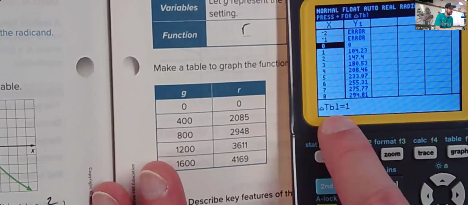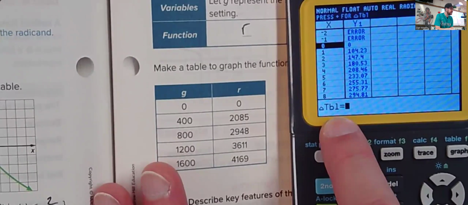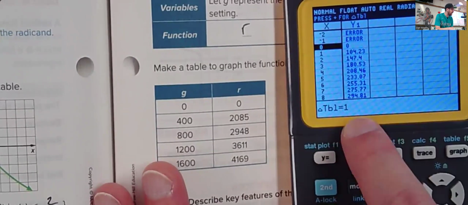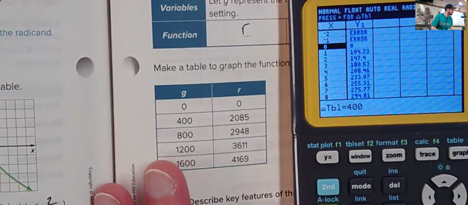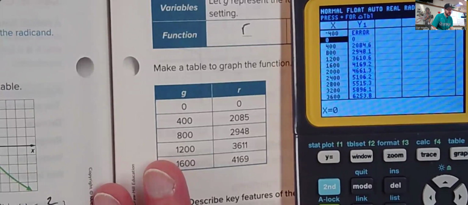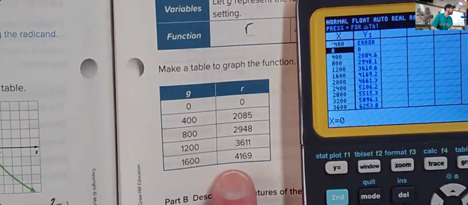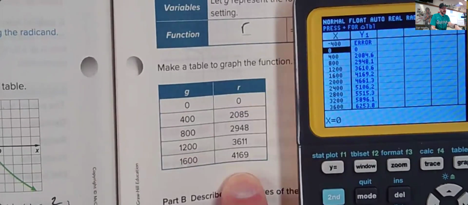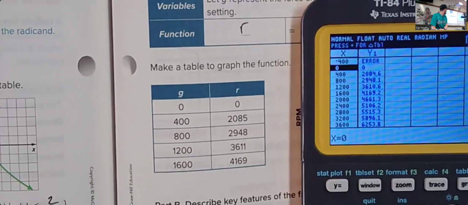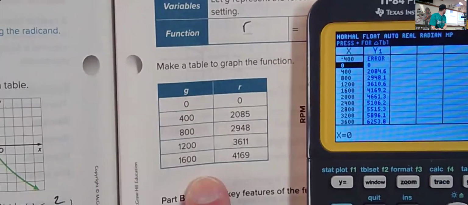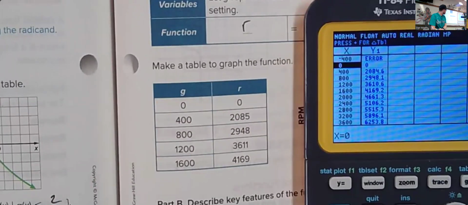So the delta for the table, the change of the X values, starts at 0 and goes up by 1. Well, let's start at 0 and go up by 400. So change that 1 to 400. Then our intervals will be every 400, just like here. We can see that these numbers for the RPM are not exact values. There are some decimals along with those. But we're able to change that table to fit with what's going on here.